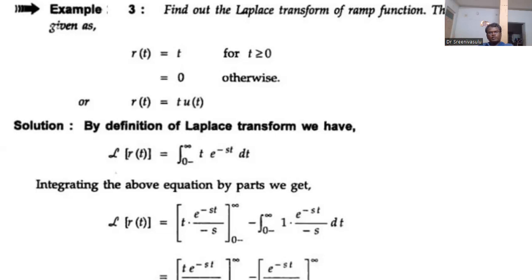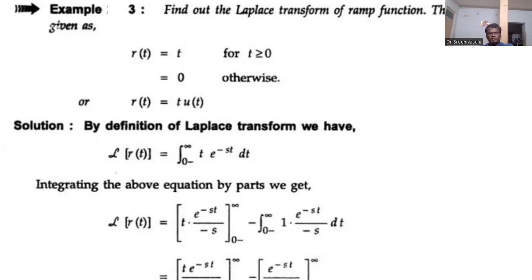Now, coming to Laplace transform. So this r of t means t into u of t, because time t greater than or equal to 0 comes under u of t. So the Laplace transform of r of t is equal to the integral from minus infinity to plus infinity of r of t into e power minus st into dt. So what is the r of t? You need to substitute that one, t into u of t. So what is the u of t? U of t is 1 in between 0 to infinity.